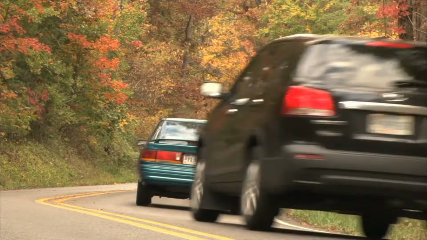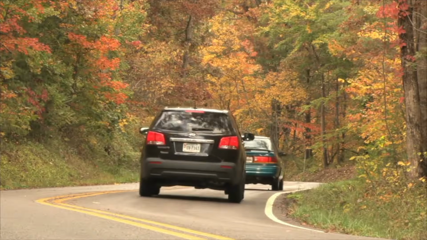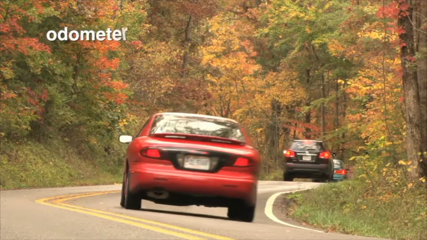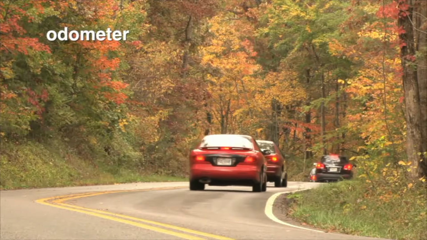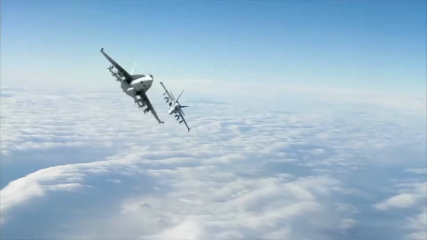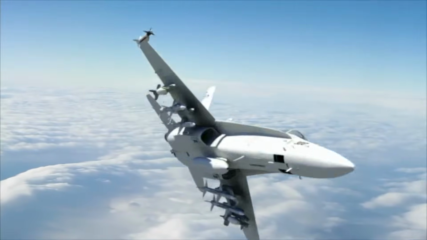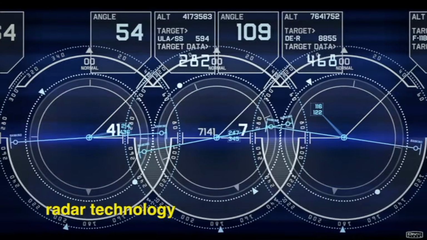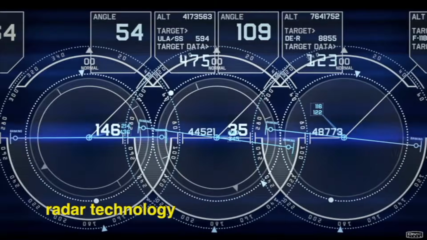Likewise, to measure the distance a vehicle travels, a tape measure would be unsuitable. Therefore, the distance traveled by a vehicle is measured with an odometer. In the case of an aircraft, a pilot will need to measure both the distance and direction. Radar technology provides a way for the pilot to measure both distance and direction.